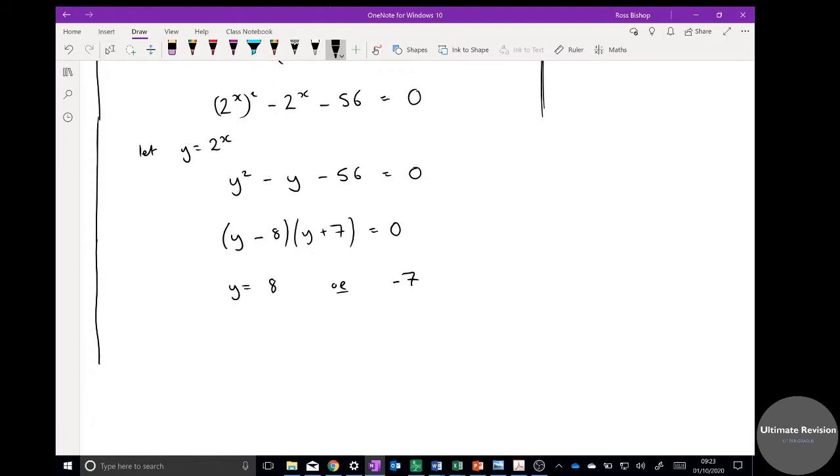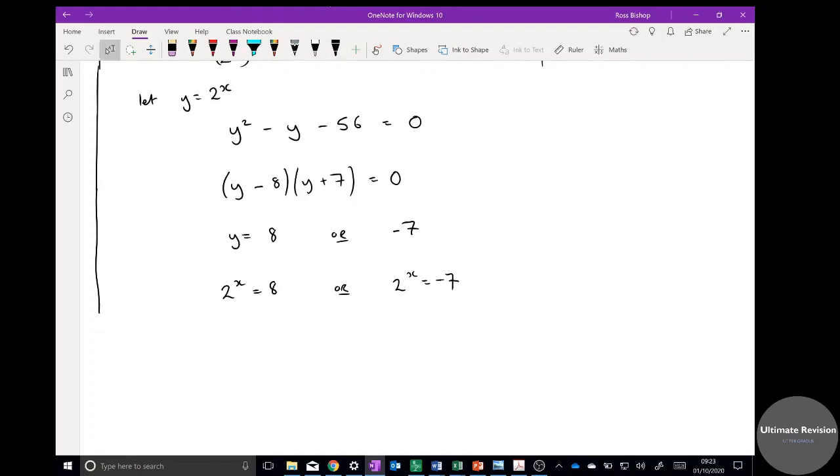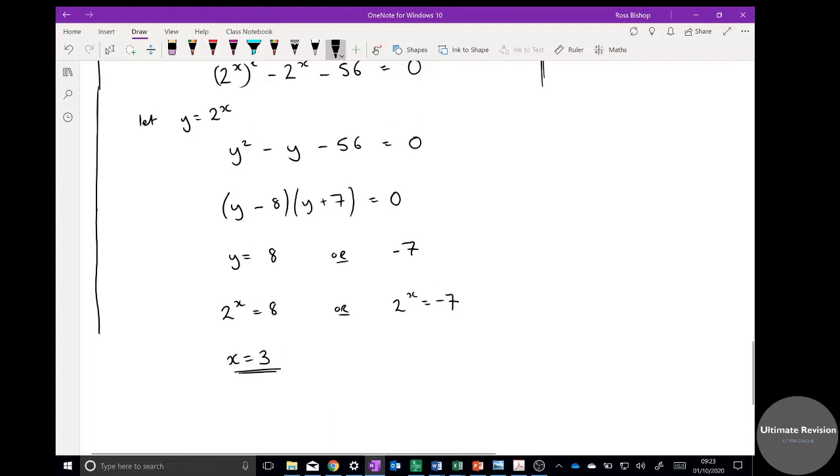Remember, I don't want to know what y is, I want to know what x is. So I go back in, 2 to the x equals 8, or 2 to the x equals minus 7. Now that is just quite clearly 2 cubed, so x is equal to 3. 2 cubed is equal to 8. Over here, there's not going to be any, well, 2 to the power of x equals minus 7.